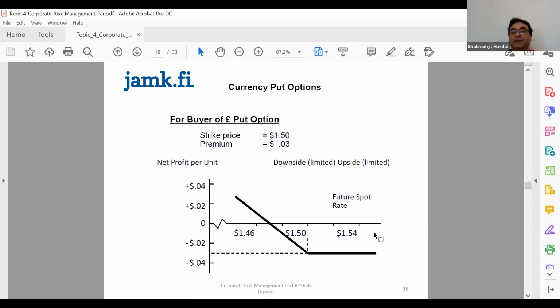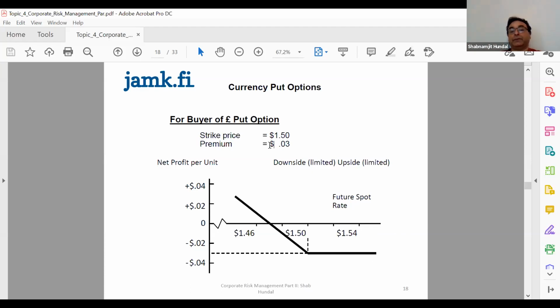But if the market price is 1.54, the market is giving me 1.54. And obviously 1.54 is more than 1.50. Definitely, I must not exercise the option. But if I don't exercise the option, then I have to forget the premium which I paid in the beginning. So basically, whether it's 1.52, 1.54, 1.60, I will not lose more than 3 cents.